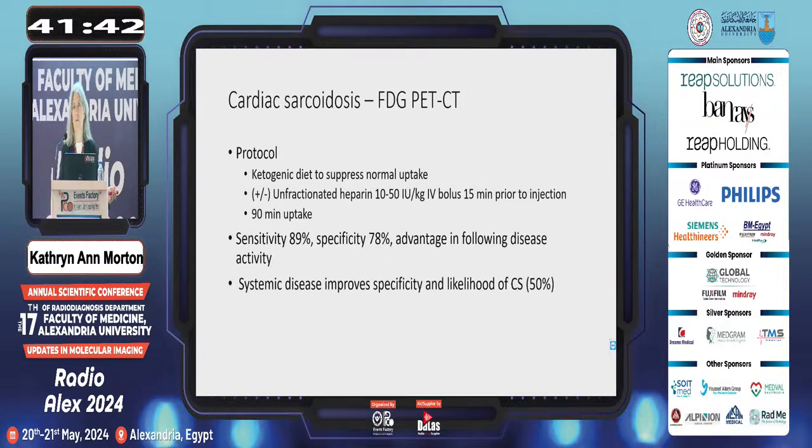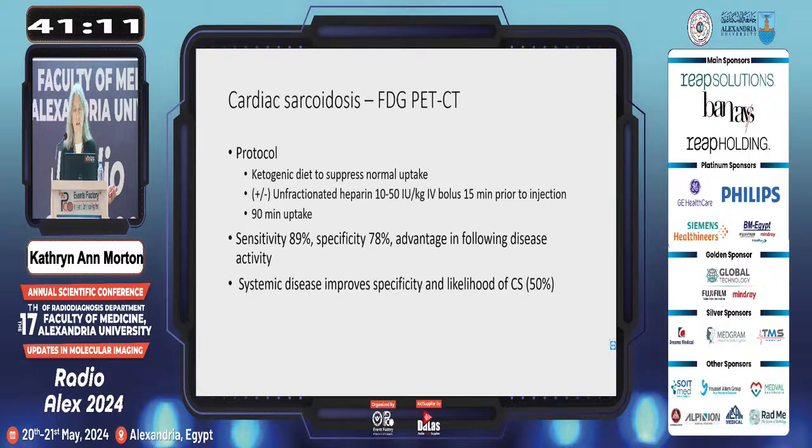The protocol for scanning cardiac sarcoidosis is specific. It's necessary to completely suppress the insulin effect. So these patients are placed basically on a meat and egg diet for 2 days prior to the procedure, and then they're fasted for 12 hours. Sometimes unfractionated heparin is used prior to injection to further reduce uptake of glucose by the heart.